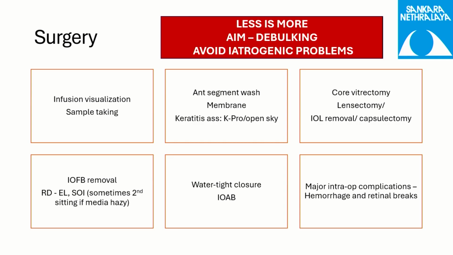Yes, one option is to use a bent needle infusion. The second option, like she told, is an AC maintainer. And the third option, if choroidal detachment or RD is ruled out, is that you can use a 6 millimeter cannula. Okay. And sample taking.